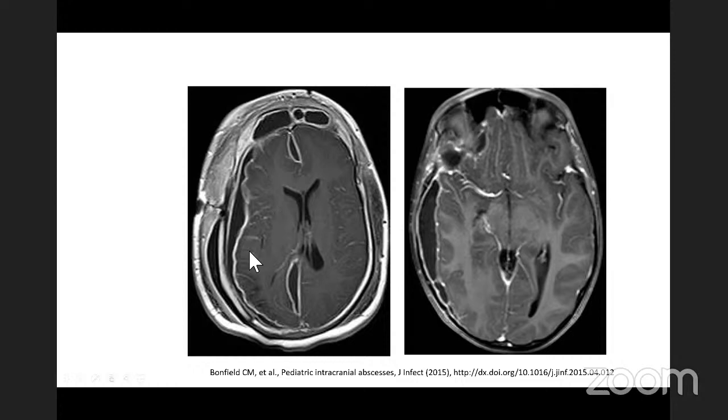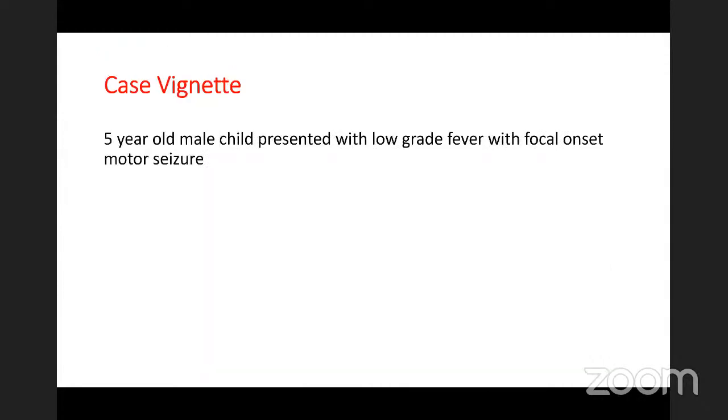So this is actually what I want the residents to understand, the meaning of contrast enhancement, which actually suggests that there is infection or inflammation. So this is a subdural empyema, which had occurred as a complication, as a result of which this child had not improved appropriately with appropriate antibiotics. Next, coming to the next vignette.